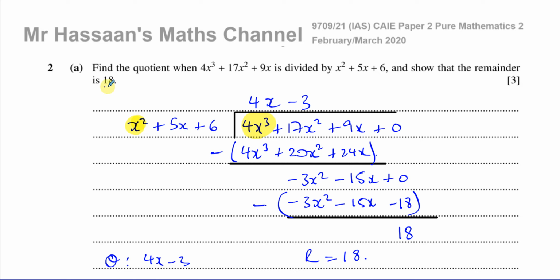Okay, it says find the quotient, which we found here, and show that the remainder is 18. So there's part A done of this question. Okay, now for part B.